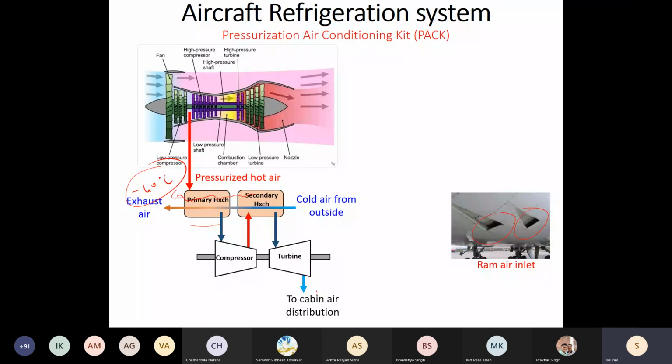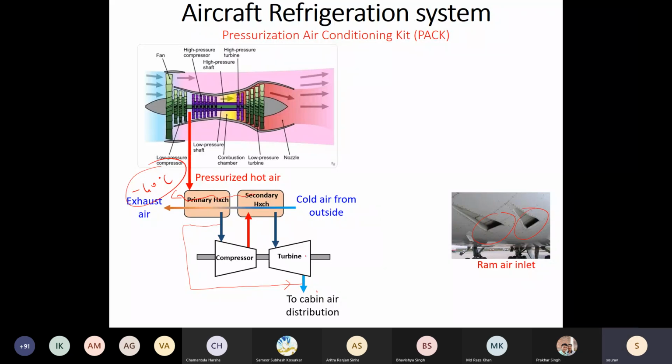is available always. So it need not happen that the air after expansion from the turbine will be at exactly the desired temperature. So we may have to mix it with some amount of hot air, which is bled after this primary heat exchanger, to reach the desired temperature. So air after the expansion process could be very cool. So it may not be comfortable for us.